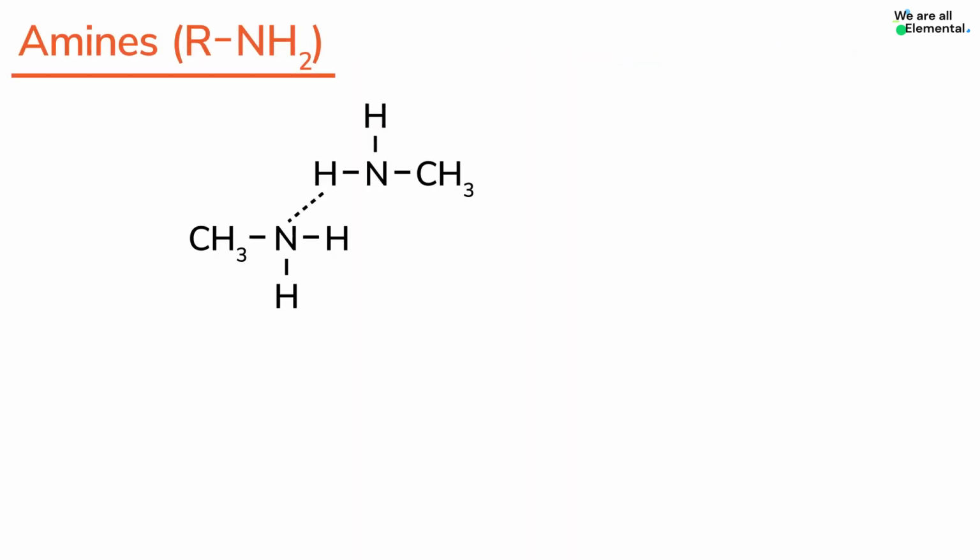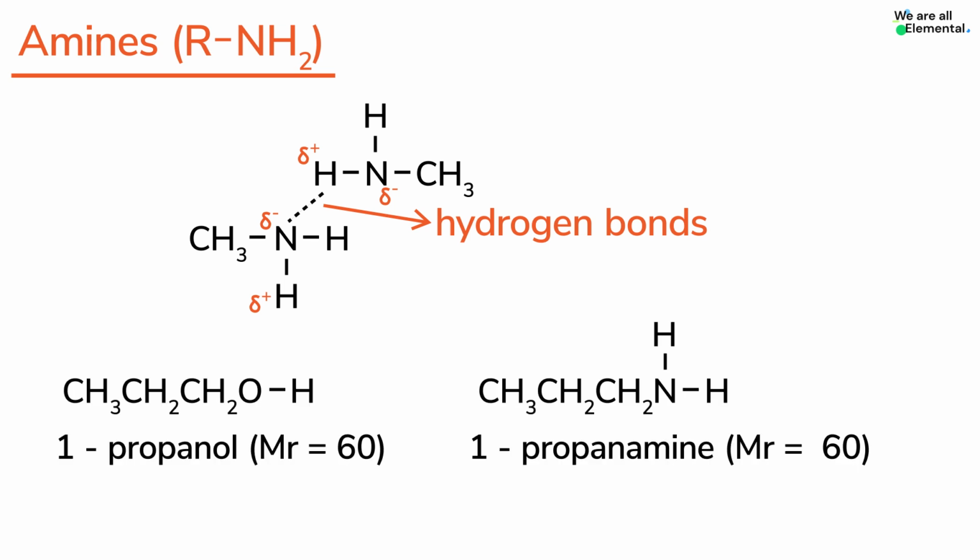Next are amines. Like alcohols, amines form hydrogen bonds with other amines. However, the hydrogen bonds in amines are weaker than in alcohols. This is because nitrogen has lower electronegativity than oxygen. The NH bond is less polar than the OH bond in alcohols. So an alcohol will have a higher boiling point than an amine of similar molecular mass.